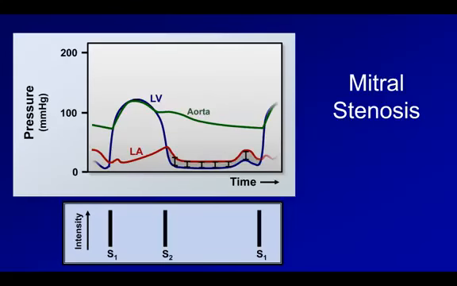Here there is a relatively constant pressure gradient between the left atrium and left ventricle, with the exception of a pre-systolic accentuation, which is the consequence of the atrial kick.